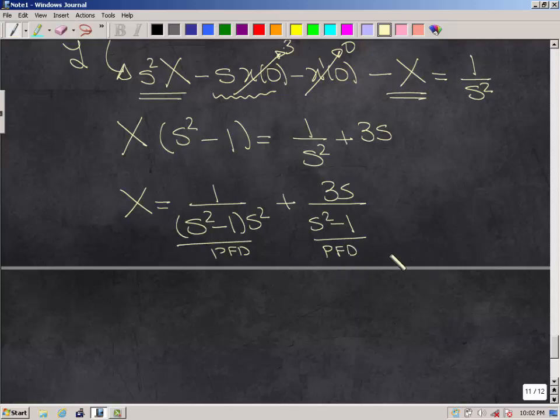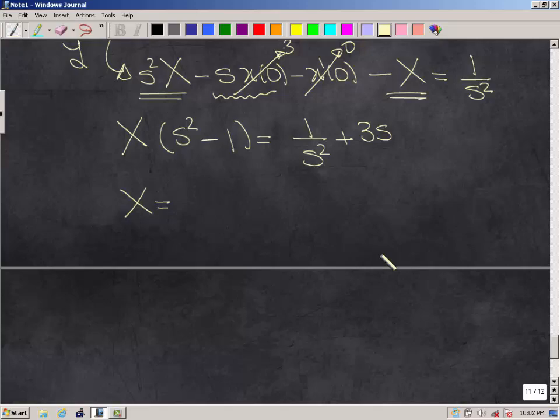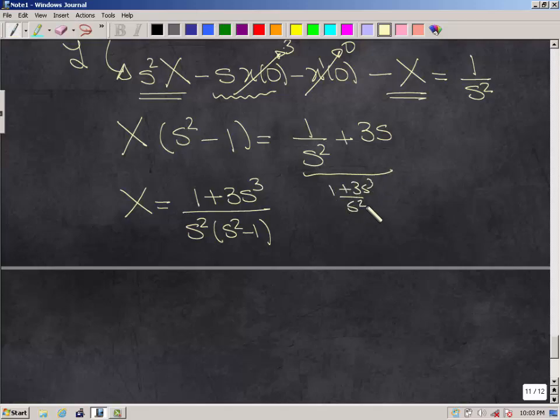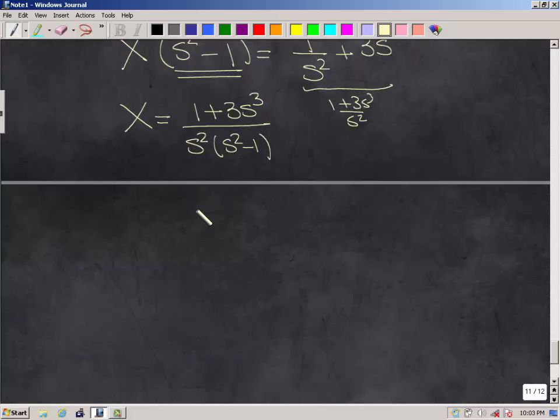When you have to do it twice like that, it's better to combine this into a common denominator and do that. That's what I meant earlier when I said sometimes, if you can see ahead, it's better to combine, and sometimes it's not. So I'm going to find the common denominator here first. So you get 1 plus 3s cubed over s squared times s squared minus 1. I found the common denominator here, which would be 1 plus 3s cubed over s squared. Then I divided by this to end up with this.